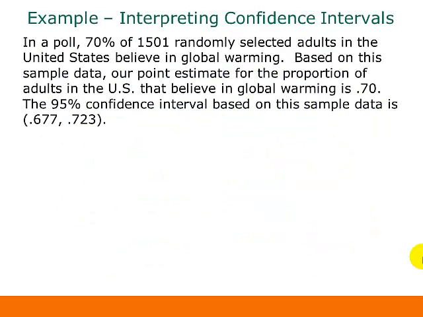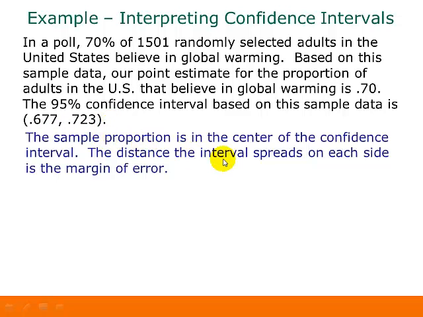Here's an example. In a poll, 70% of 1,501 randomly selected adults in the United States believe in global warming. Based on this sample data, our point estimate for the proportion of adults in the U.S. that believe in global warming is 0.70. The 95% confidence interval based on this sample data is from 0.677 to 0.723. The sample proportion is in the center of the confidence interval. The distance the interval spreads on each side is the margin of error. So what we're doing here, representing the confidence interval, is just giving the lower limit and the upper limit.